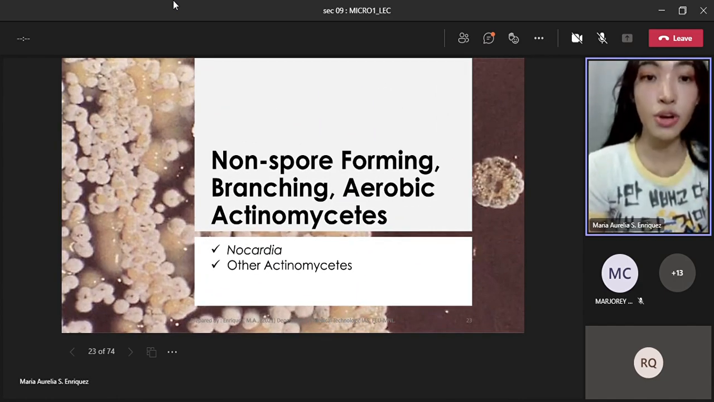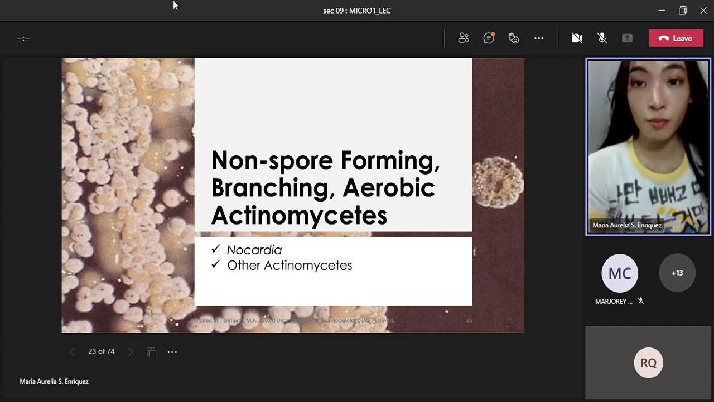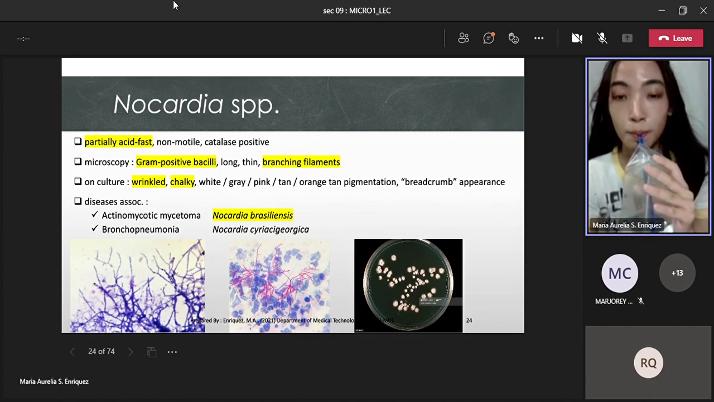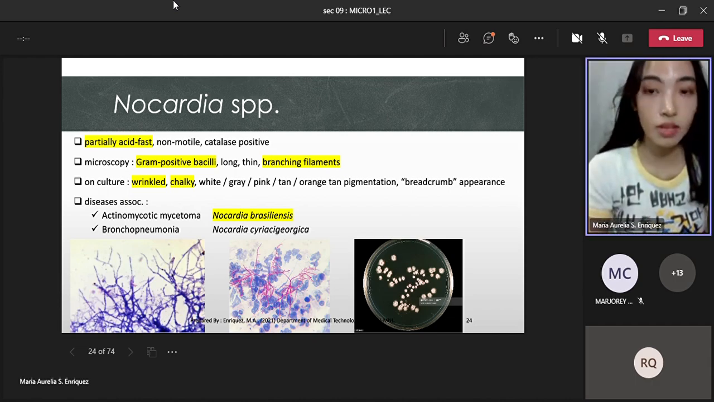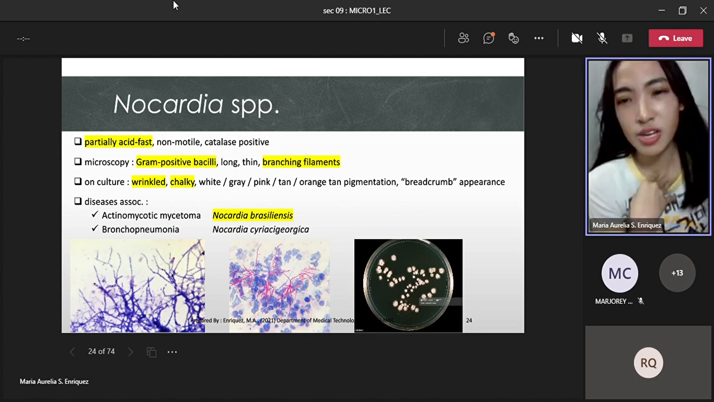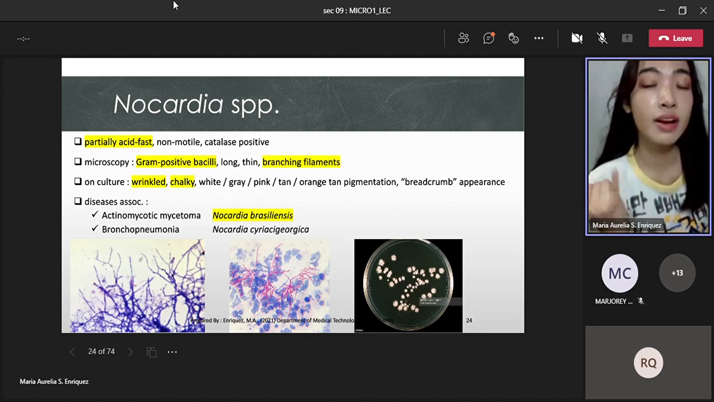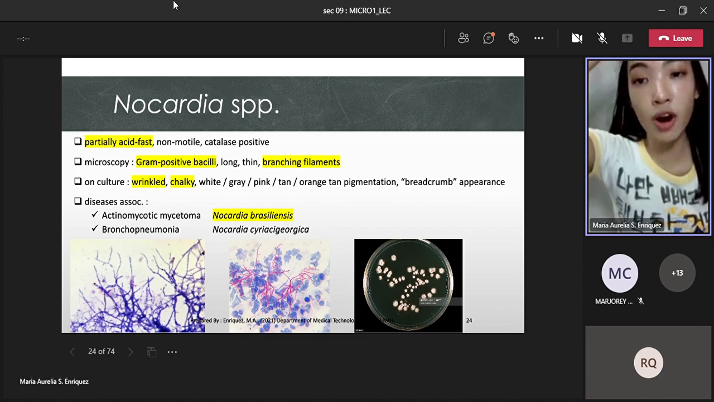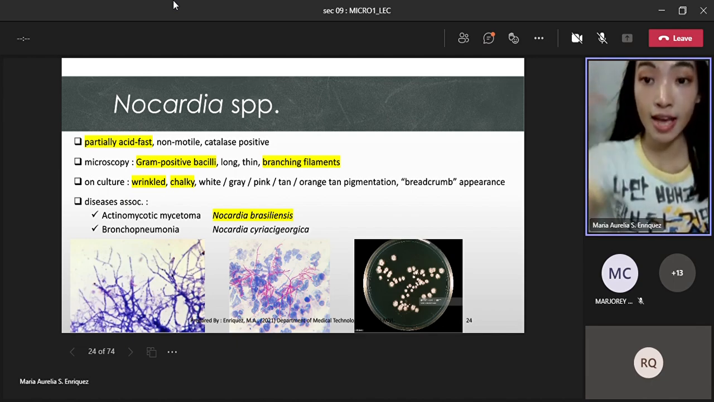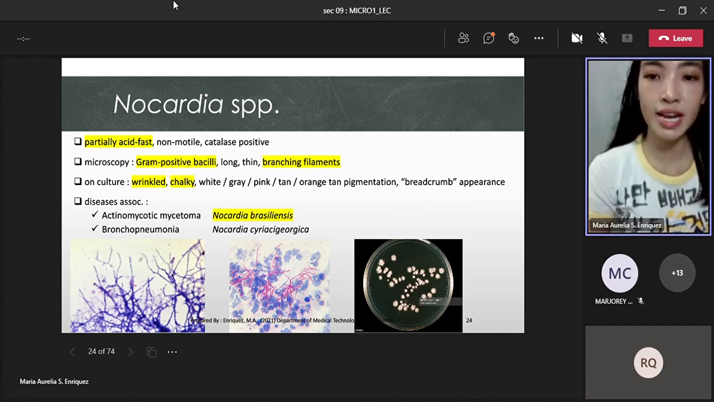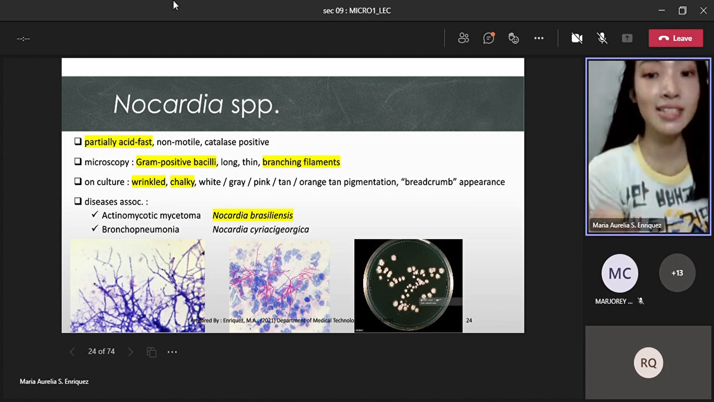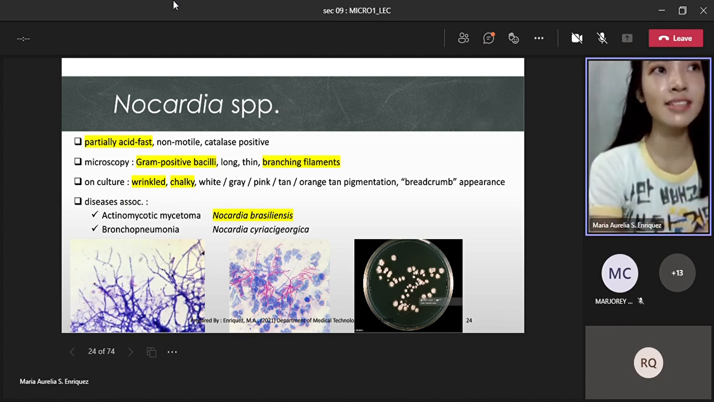Okay, let's now proceed to non-spore forming, branching, aerobic actinomycetes. Okay, so starting off with the Nocardia species, Nocardia are aerobic, branched, gram-positive bacilli. Aside from being gram-positive, Nocardia species are also partially acid-fast, meaning they're able to retain the primary stain only if we would use a weak acid as a decolorizer in the acid-fast staining process.